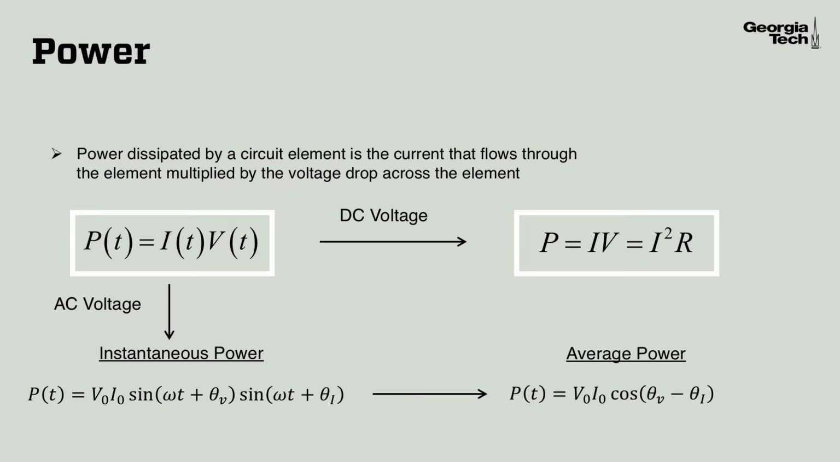Let's talk about power. Power is a very important quantity to understand when we're building mechatronic devices so we can manage heat dissipation. Power is dissipated by a circuit element as current flows through that element. The equation for power is P is equal to I times V, but potentially for an AC signal, I and V are both time varying. So for an AC signal, we'll have an instantaneous power and we'll have an average power given by the expression shown here. For a DC signal, since I and V are both constant with time, we can write P is equal to IV, and then using Ohm's law, that becomes I squared R.